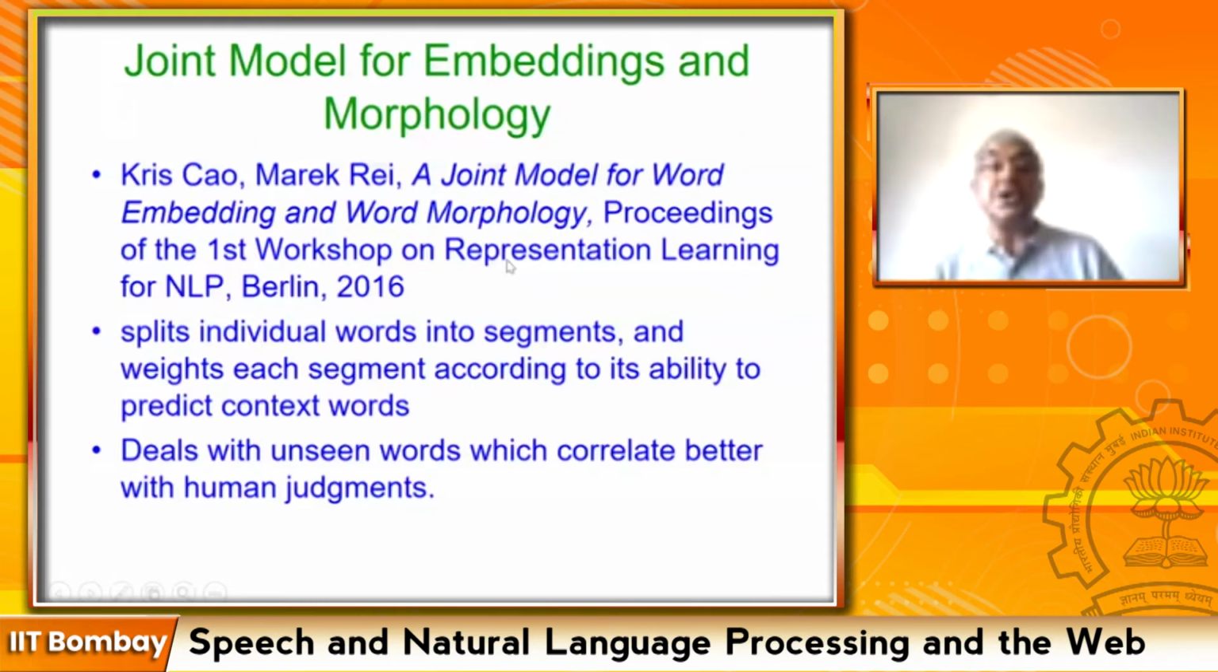Then a joint model for embedding and morphology. This is a new development and an interesting intuition. People are looking at a joint model for embedding and morphology. Can somebody verify? Some student, please. Embedding. Yes, sir. Okay, great. So a joint model for word embedding and word morphology. This is in the first workshop on representation learning in 2016.